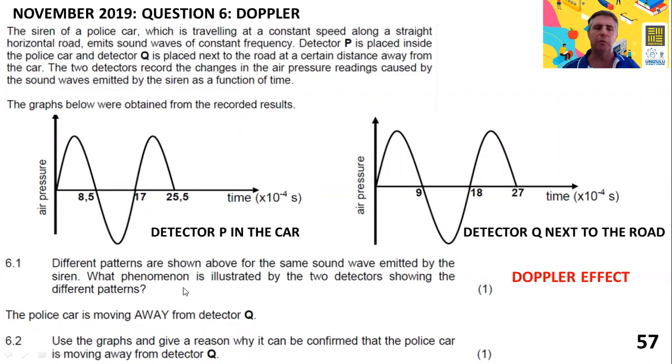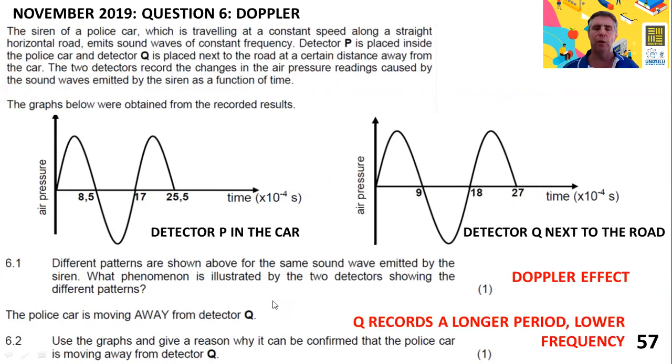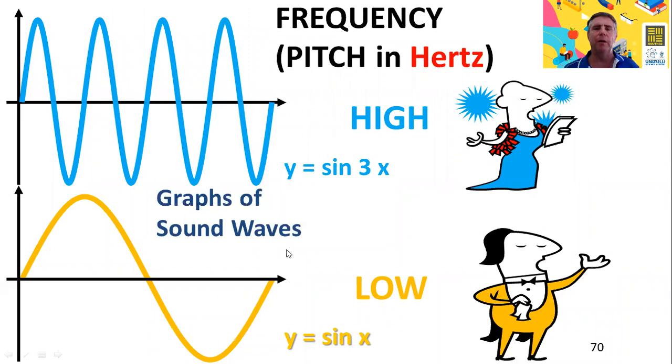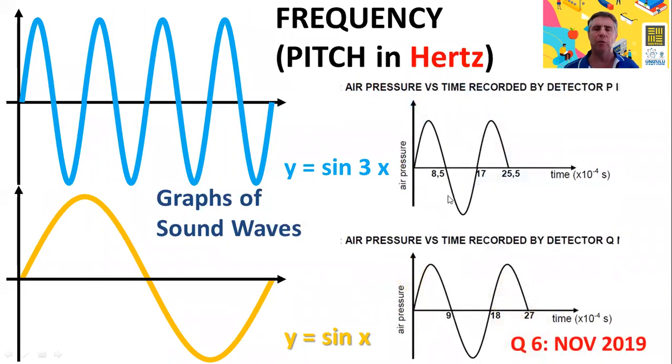So question 6.1, which phenomenon is illustrated? It's the Doppler effect. Then they tell you the police car is moving away from detector Q. How do you know? Well, simply because Q records a longer period, 27 compared to 25.5, and therefore a lower frequency. Now, I want you to remember earlier in this video, we talked about high pitch and low pitch. We said a high pitch graph is all squashed up and a low pitch is all stretched out. Now compare it with the two graphs you've got here. There is detector P, which is more squashed up, and there's detector Q, which is more stretched out.